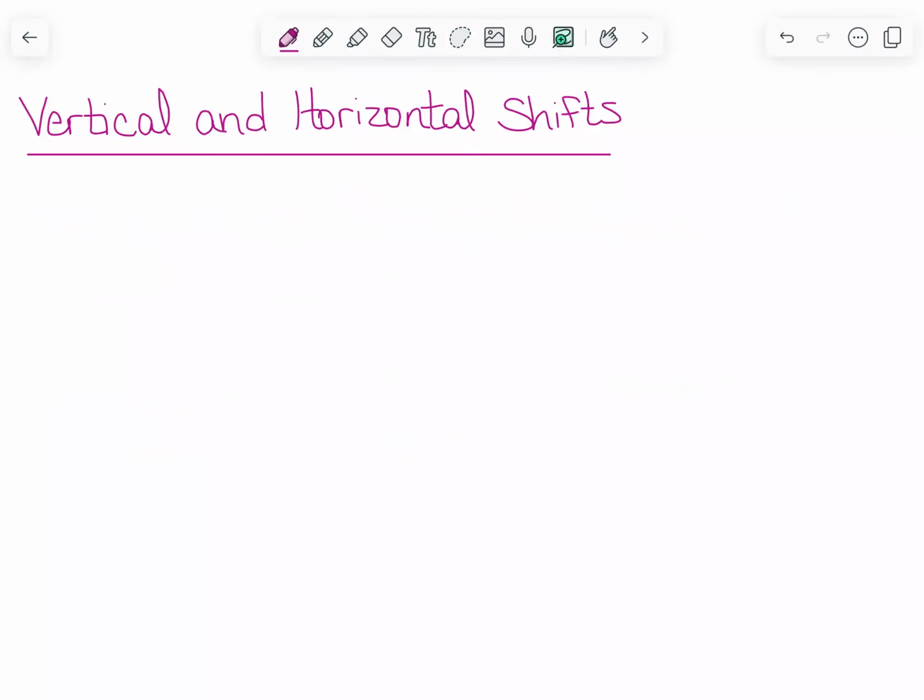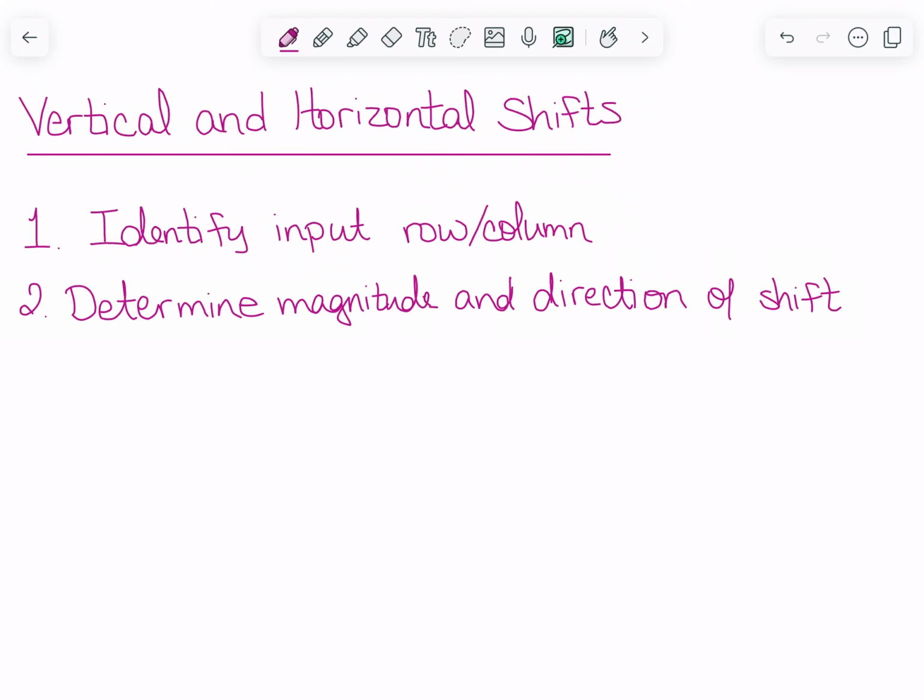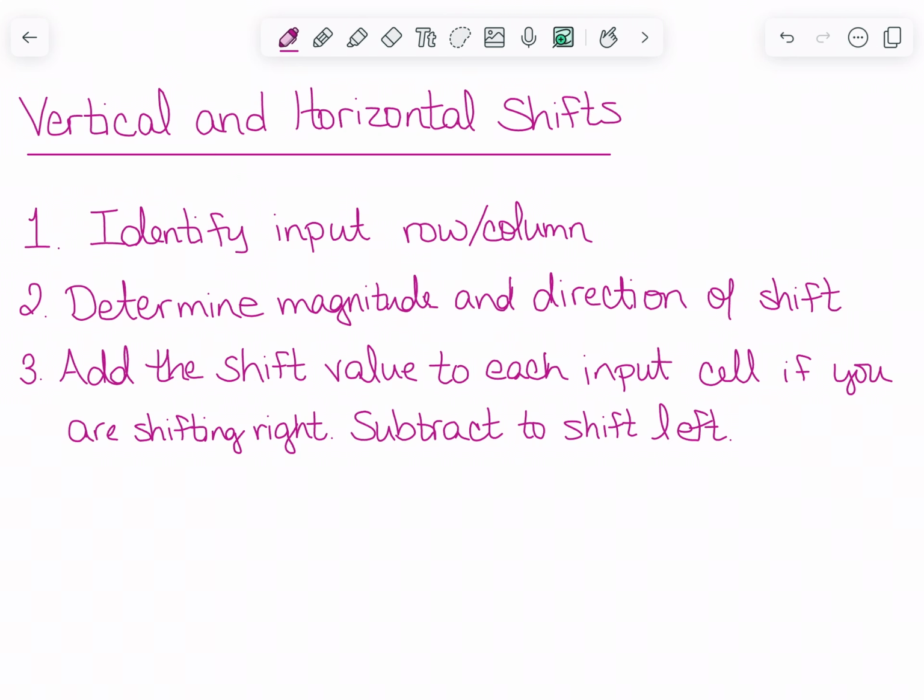Just like with vertical shifts, we can do this using a table. The first step, we would need to identify the input row or the input column. Second, we need to determine the magnitude and the direction of the shift. Are we shifting left or right, and by how much? We're then going to add the shift value to each input cell if we're shifting to the right, and alternatively, we will subtract the shift value from each input cell if we are shifting to the left.